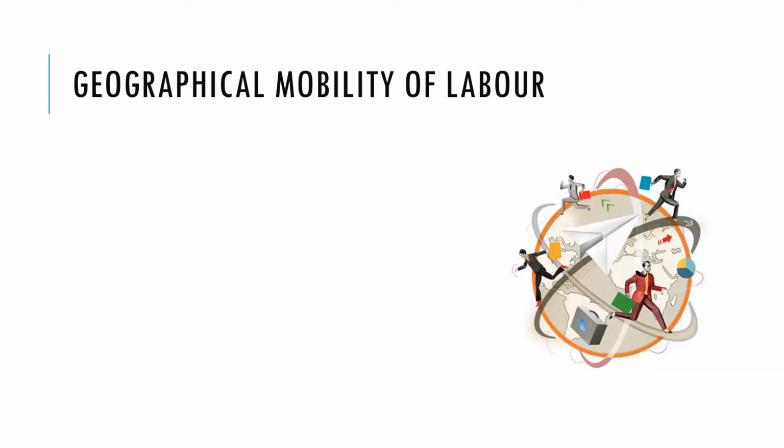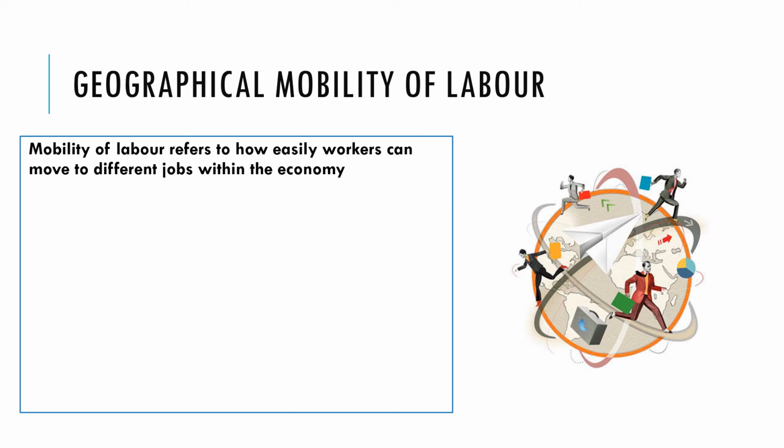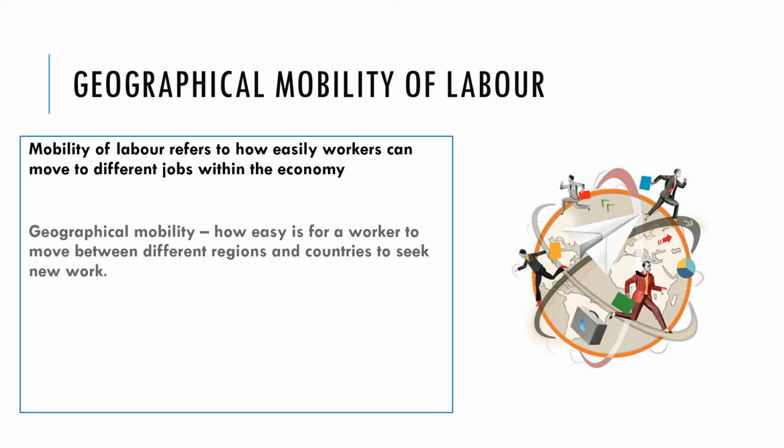Now let's move on and look at mobility of labour. The mobility of labour refers to how easily workers can move to different jobs within the economy. And geographical mobility of labour refers to how easy it is for a worker to move between different regions of the country to seek new work. So let's make sure we have these two definitions down.